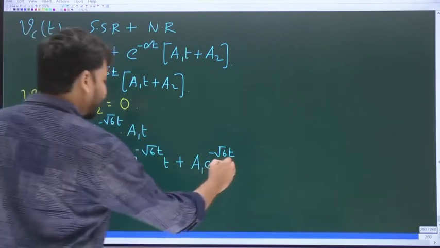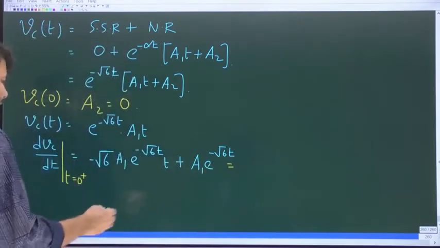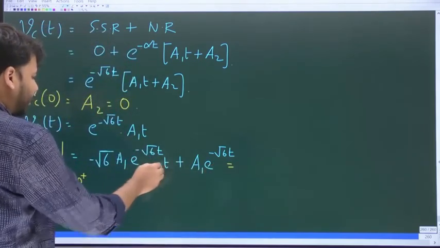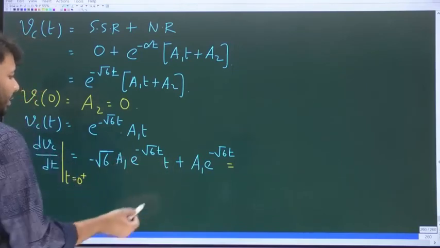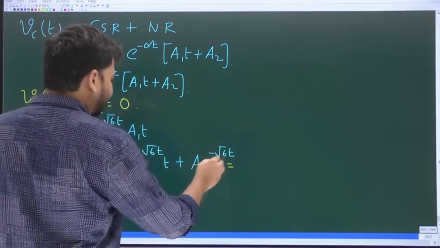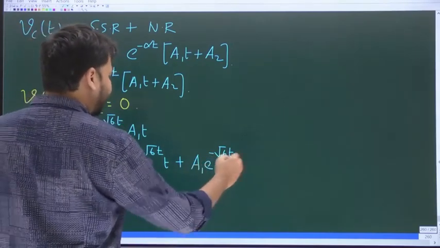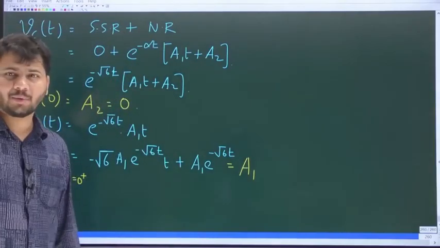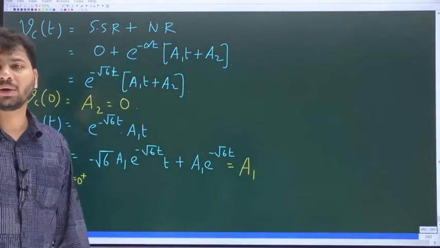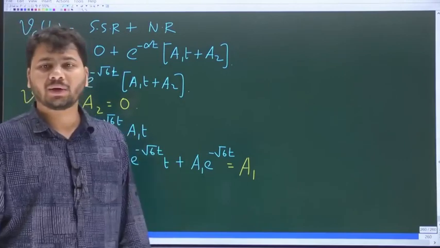So if you substitute t equal to 0 on the right hand side, e power 0 is 1, but then we have also t. If t is 0, 0 multiplied by anything becomes 0. But the second term, e power 0 is 1. So is it not just a1? It is a1.